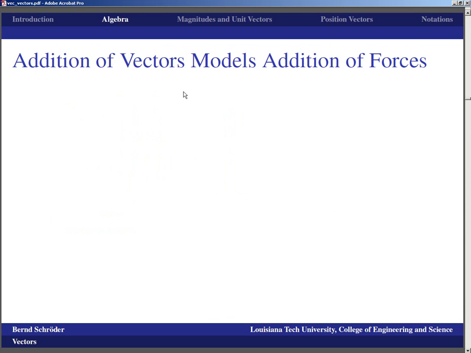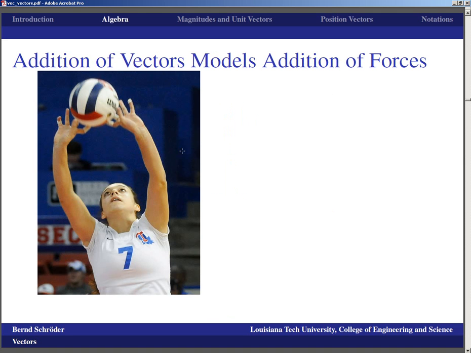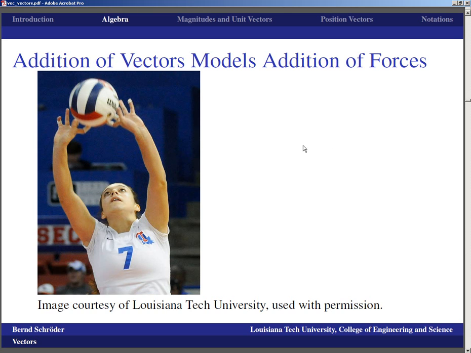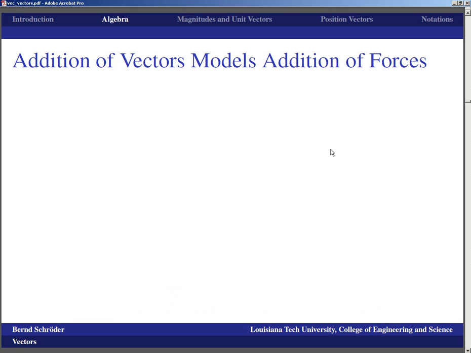Addition of vectors, so now we're talking about vector algebra. Addition of vectors models the addition of forces. And so if, for example, again we're going back to volleyball, if you are setting a ball in volleyball, then technically you're applying a force with your right hand and with your left hand, and there are certainly rules that say that you can only do that in certain ways, namely the contact has to be simultaneous. But technically you are applying two forces here. This is again an image courtesy of Louisiana Tech University that I'm using with permission.